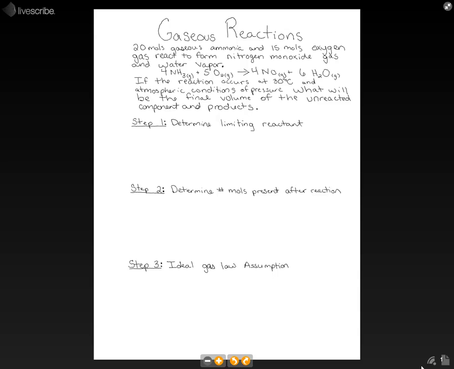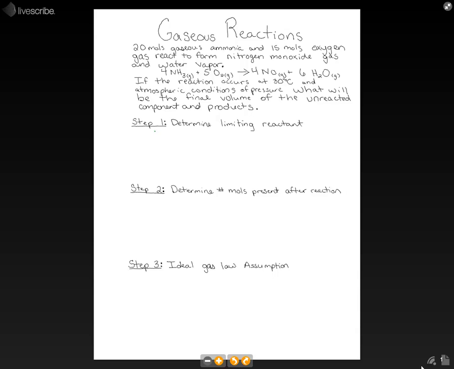So if this reaction occurs at 30 degrees Celsius in atmospheric conditions of pressure, so 1 atm, what will be the final volume of the unreacted component and products? So right away we know there's going to be some of one of the reactants left. We're going to have some unreacted component. So first we need to determine which component that will be, or determine our limiting reactant.